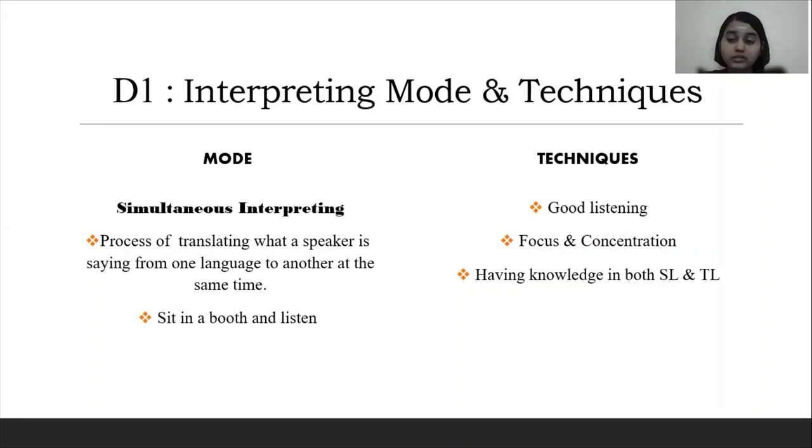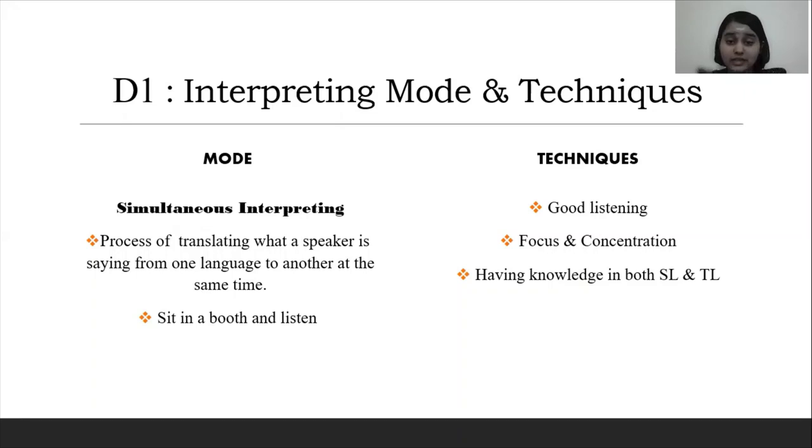Focus and concentration needs to be developed and mastered because they need to interpret real time, which is interpreting at the same time as the speaker is speaking. Interpreters have to think quickly about the equivalence and the correct terms that needs to be interpreted in target language while listening to the speaker speaks.